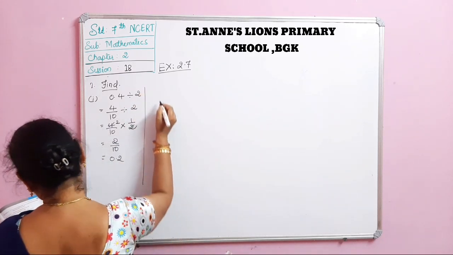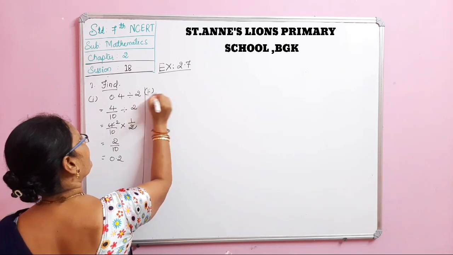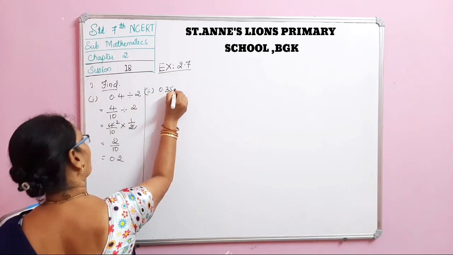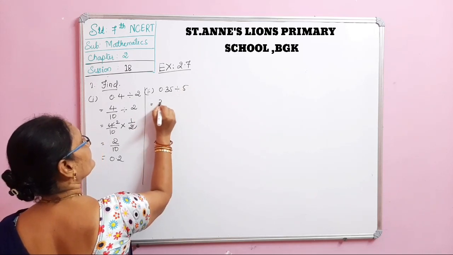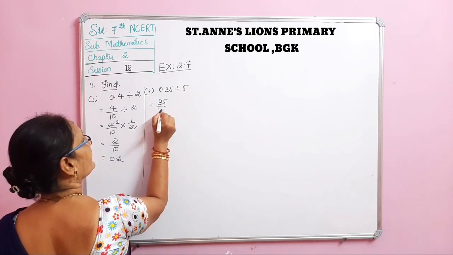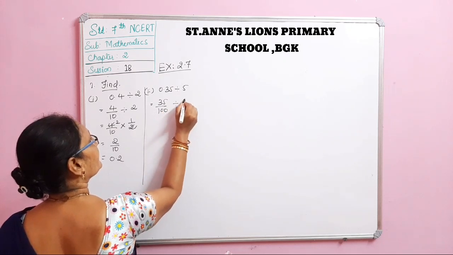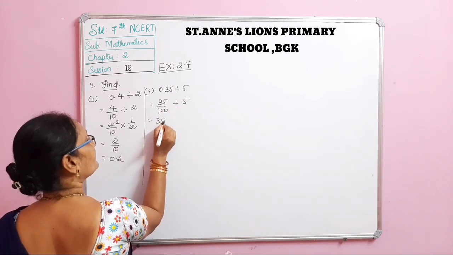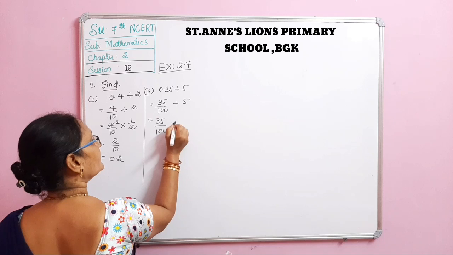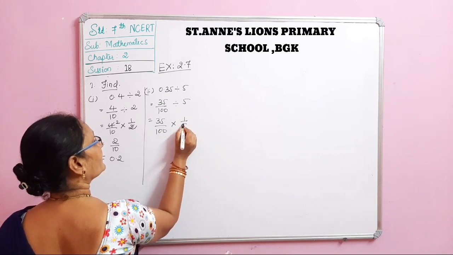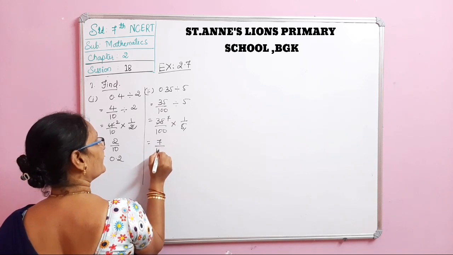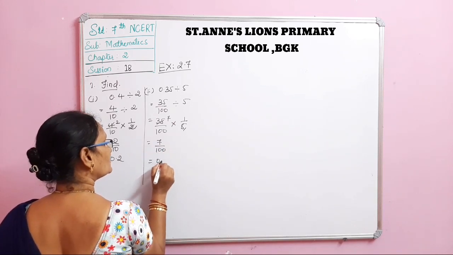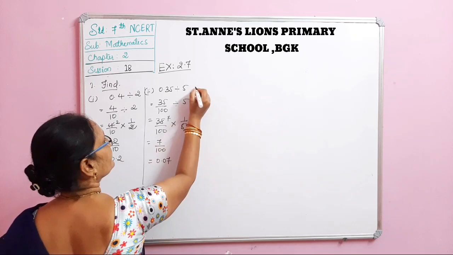Then next, second one, 0.35 divided by 5. See here, 35 by 100 divided by 5. 35 by 100 into 1 by 5. 5 ones are 5, 5 sevens are 35, that is 7 by 100, which is equal to 0.07.